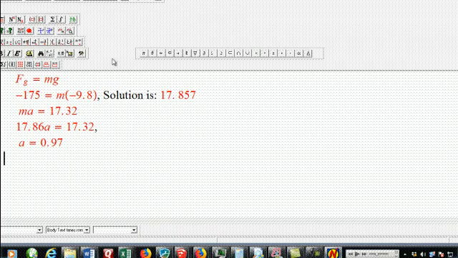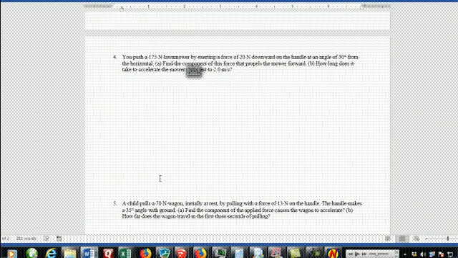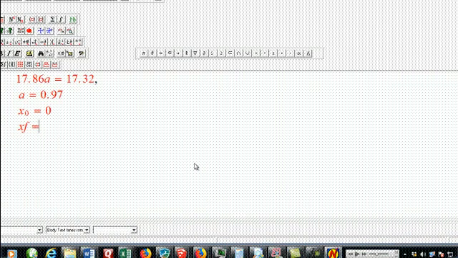Come back here. We know we're going to do, we have our big 6. Don't forget your big 6. We know we have x sub naught equals 0. Hit enter. We're going to have x sub f equals question mark. Do we know how far it goes? Let's check and see. Nope, it just asks us how long does it take to accelerate from rest to 2 meters per second. So we don't know how far it goes. Leave that blank. Let's make this subscript. That's a question mark. Hit enter.